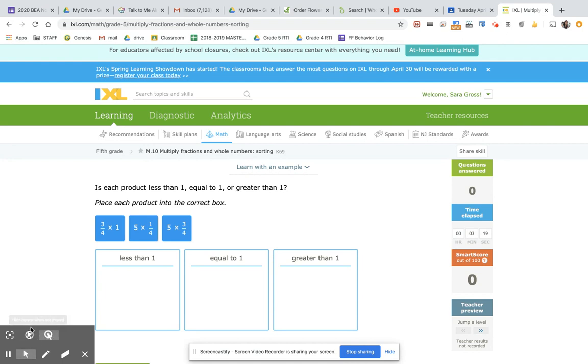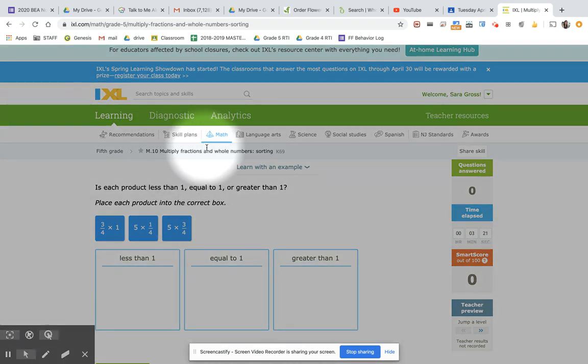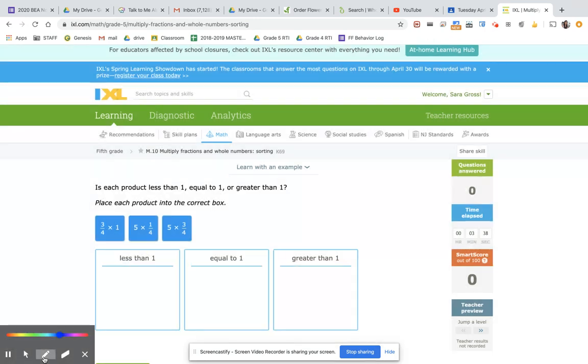I was just looking on IXL, noticing that some of you are having trouble with skill M10. M10 is multiplying fractions and whole numbers and then sorting them. What this skill wanted you to do is to look at these three multiplication problems and then decide, is the product less than 1, equal to 1, or greater than 1? This is how I would do it if I were you.